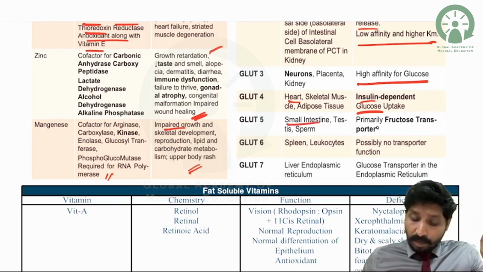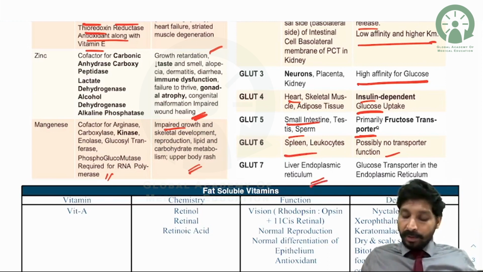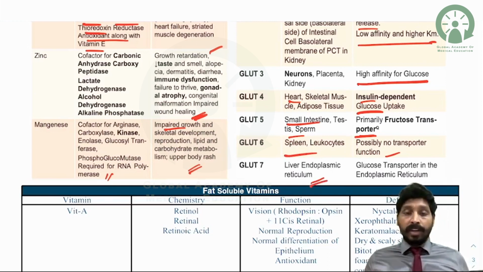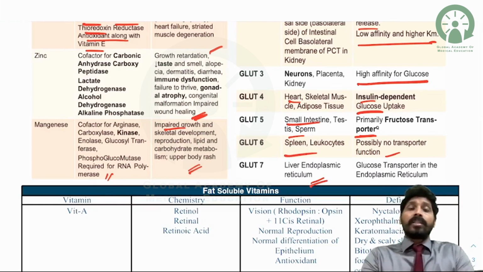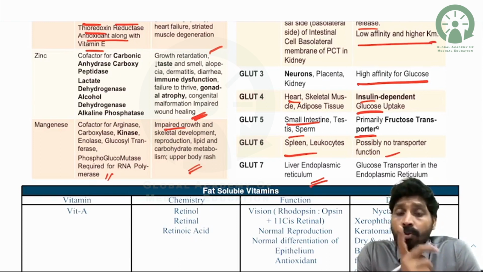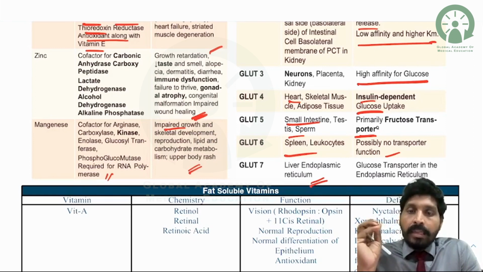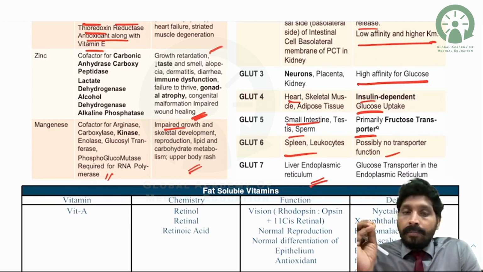GLUT5 is present in small intestine, testis and sperm, primarily a fructose transporter. GLUT6 is in spleen and leukocytes, possibly no transporter function. GLUT7: liver endoplasmic reticulum, a glucose transporter in the endoplasmic reticulum. And the sodium dependent glucose transporter is there. It requires energy. Otherwise known as sodium dependent glucose transporter, which requires sodium. It is like a co-transporter, and it is energy dependent.